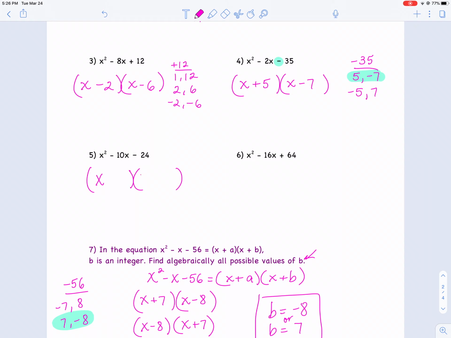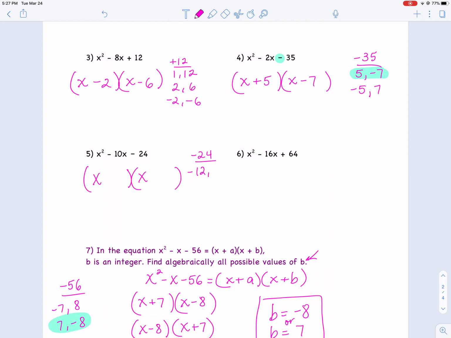These have just an x squared in the front, so if I pull down my x's, what multiplies to negative 24 and adds to negative 10? Ooh, this is a good one. Everybody's going to say negative 4 and negative 6. Negative 4 and negative 6 would multiply to positive 24. It's got to be negative 12 and positive 2. So that, again, the order doesn't matter, but the sign matters. It has to be a positive 2 and a negative 12. And here, this last one, what 2 numbers multiply to 64 and add to negative 16? 2 negative 8s, negative 8, negative 8.